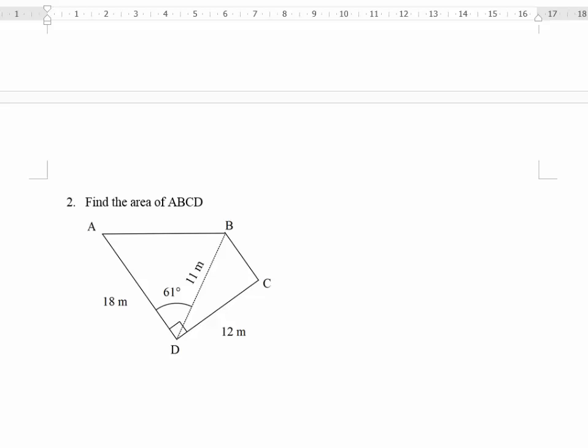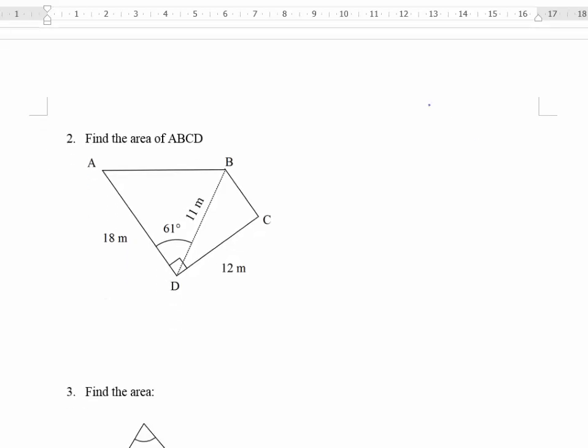So once we've mastered the easy questions, what we need to do is be able to use it in more difficult questions. Now in this question here it says find the area of ABCD. So ABCD is this whole shape here. But we can see that this shape is made up of two triangles. So we're made up of triangle ABD and triangle BCD. So let's find first the area of triangle ABD.